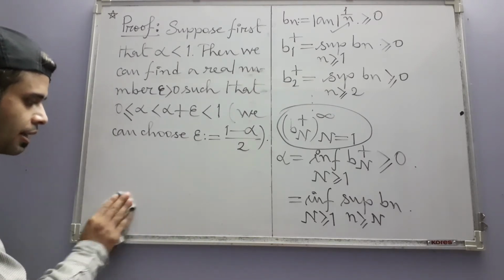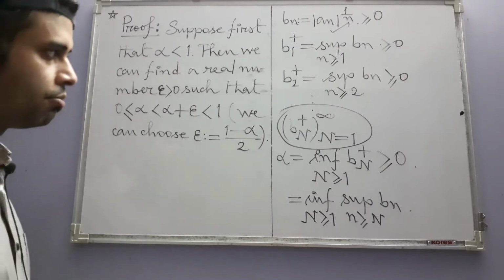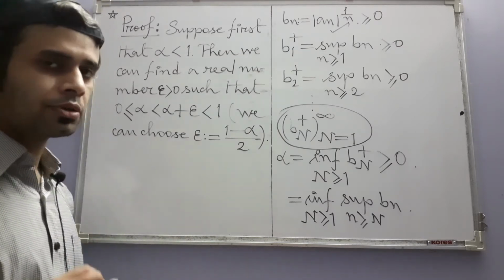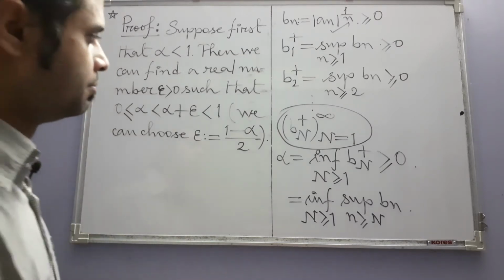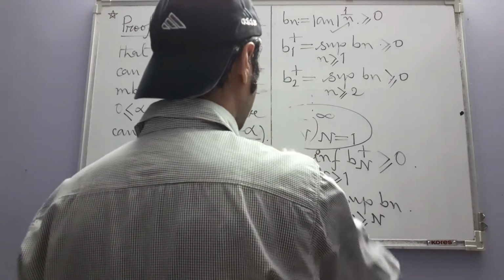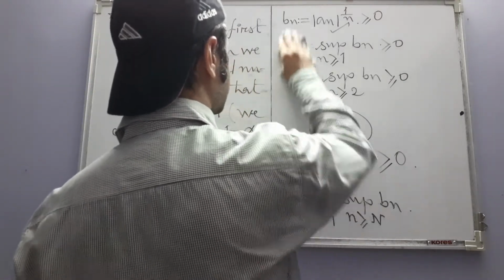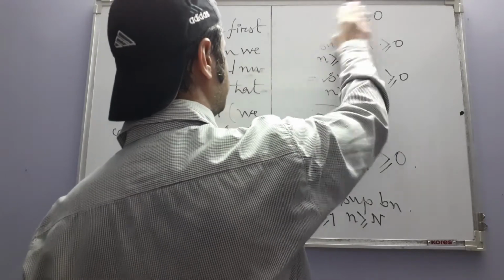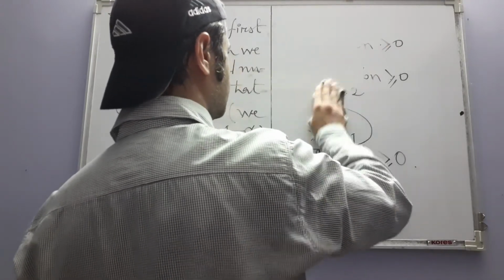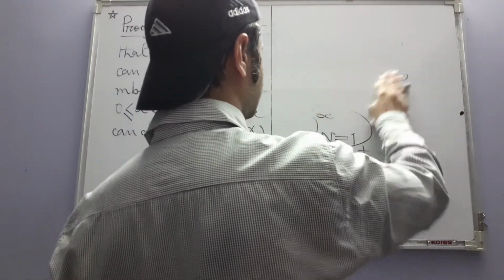Okay, now it's time for us to recall one of the basic properties of limit superior. And that property is this. Next, I'm going to just roughly write it.